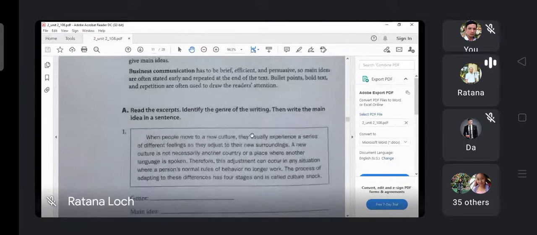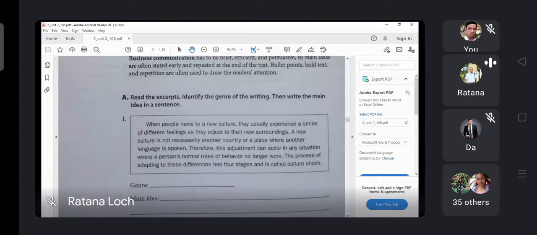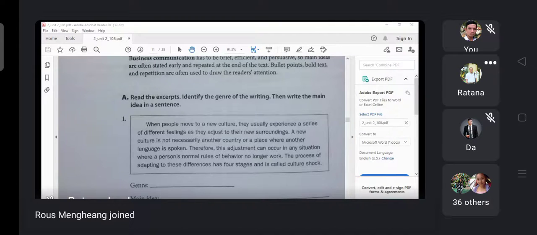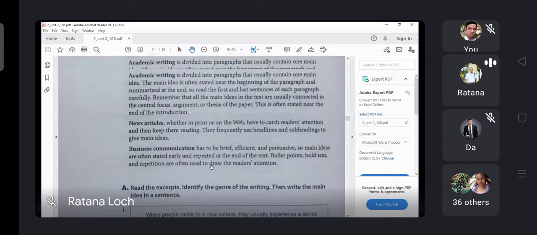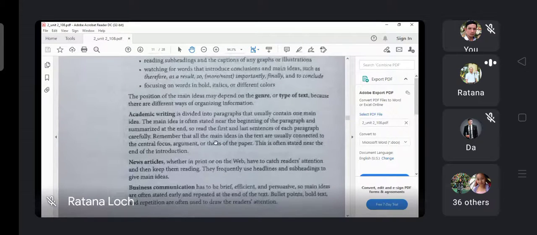Now they have some exercises below. You can see below here. They want you to identify the genre and the main idea from these paragraphs, the content in the box here. So they want you to identify.